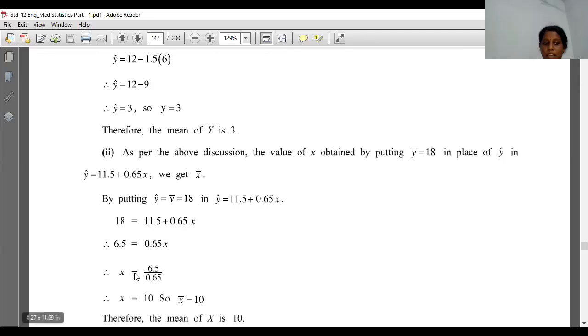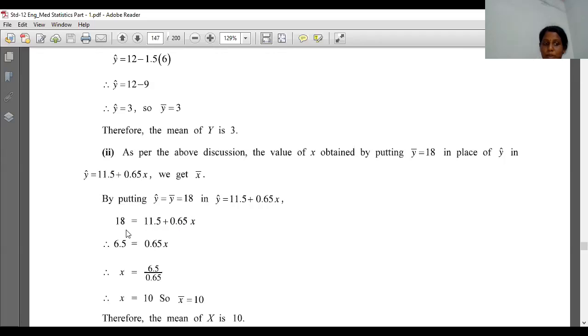So like this, we are substituting the value of y cap in the regression line. By substituting, we get 18, y cap we have considered as y bar, that is equal to 18. So 18 equal to 11.5 plus 0.65x.